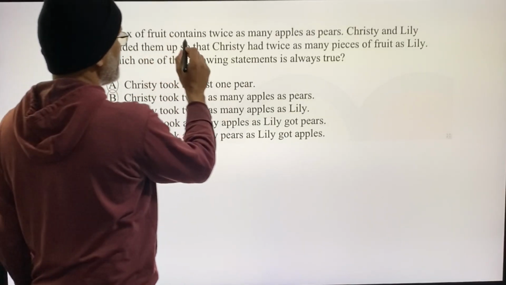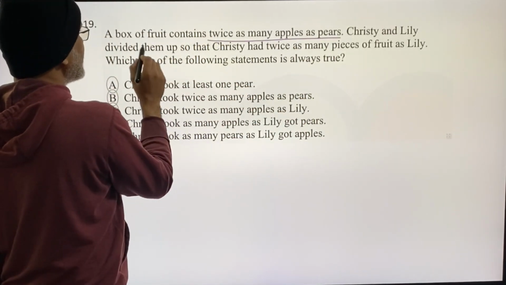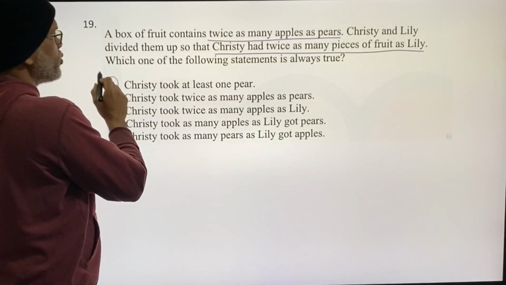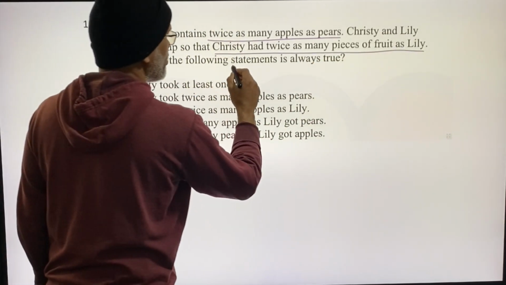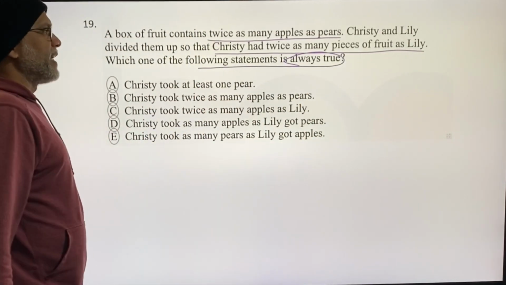A box of fruit contains twice as many apples as pears. Christy and Lily divided them up so that Christy had twice as many pieces of fruit as Lily. Which one of the following statements is always true? Okay, and these are the different statements.